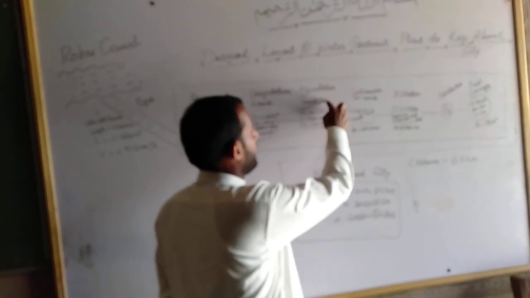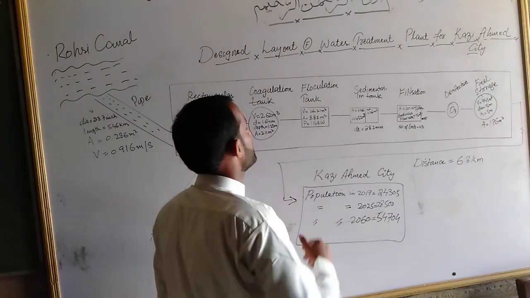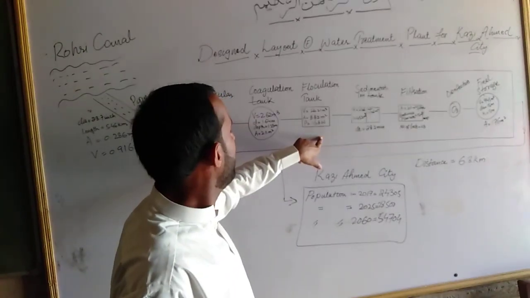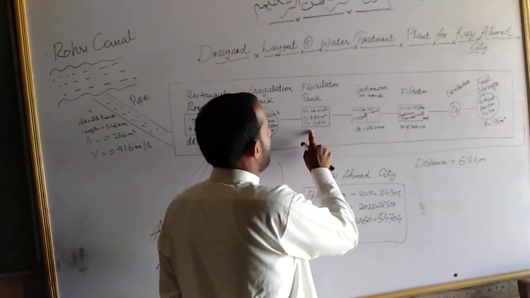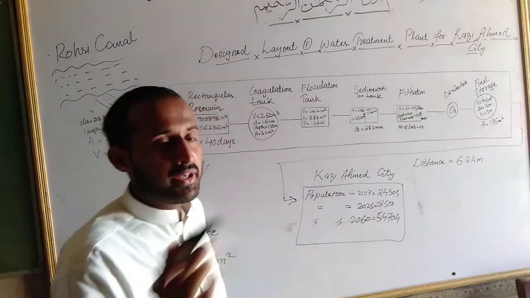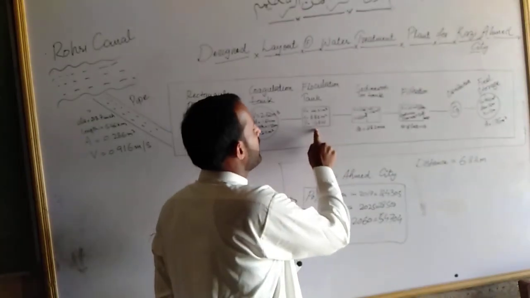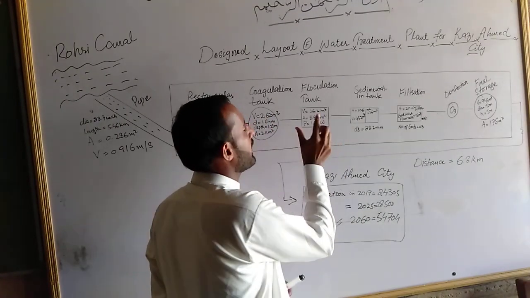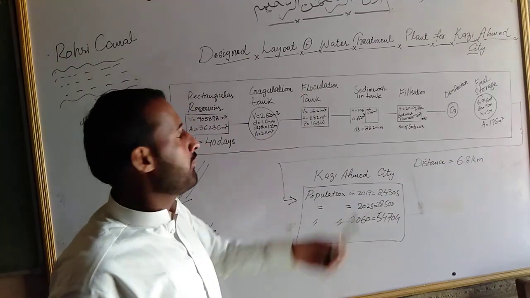This tank has a volume of 26.21 meter cube and an area of 8.82 meters square, and the power required for the impeller used in this flocculation tank for the mixing is 168 watts. This much power is needed for the impeller to have mixing in the flocculation tank.